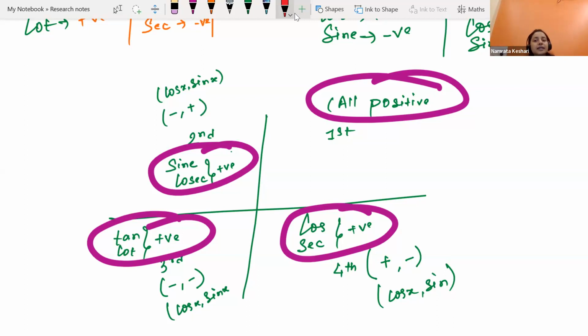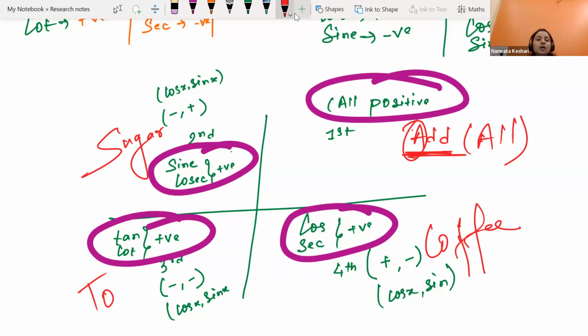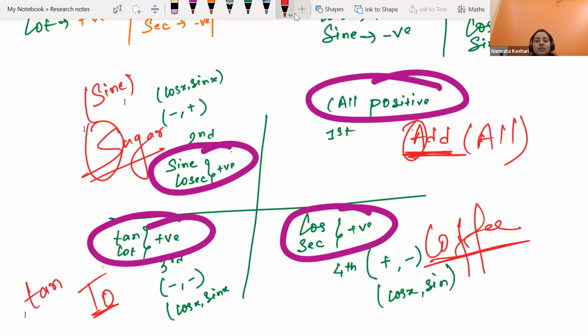And for that there is a sentence: add sugar to coffee. Add means all, the letter A is representing all. Okay. Sugar means the S letter is representing sine is positive. The third one, this T is representing tan is positive over here. And fourth, this coffee, this C is representing that cos is positive over here. Okay, add sugar to coffee.